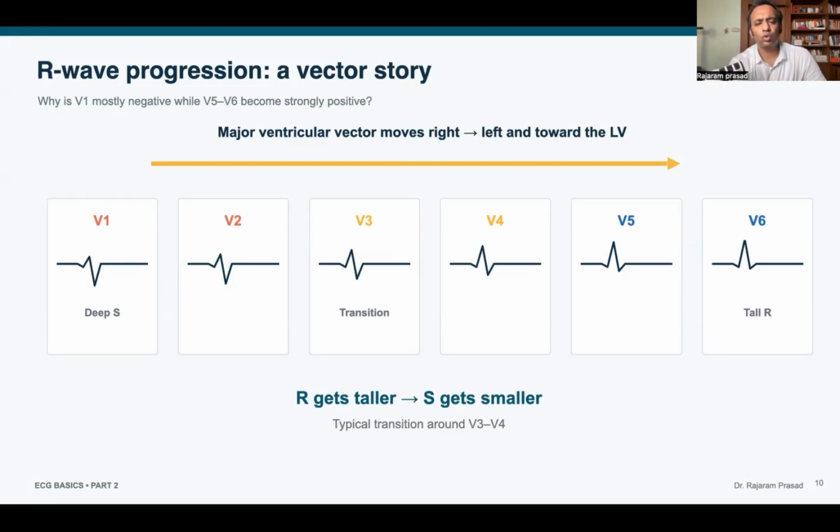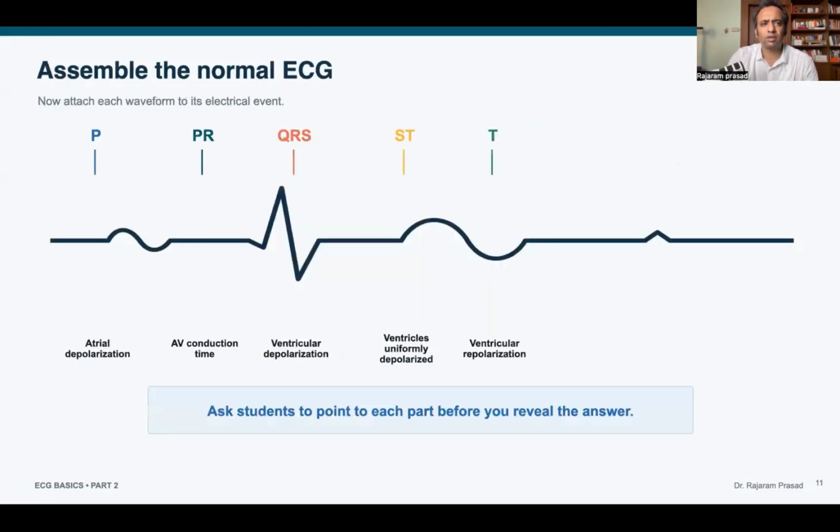So V1 and V2 have a deep S wave, then in V3 and V4 the transition occurs, and then finally it becomes a positive R wave: the R wave gets taller and the S wave gets smaller. The major ventricular vector moves from right to left towards the LV. That's all you need to remember here. There's nothing much. You look at the heart in the horizontal plane with the chest leads, and the limb leads look at the heart in the frontal plane.